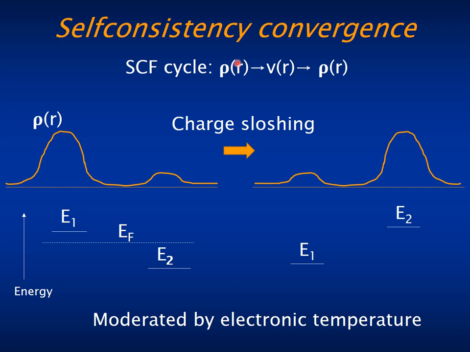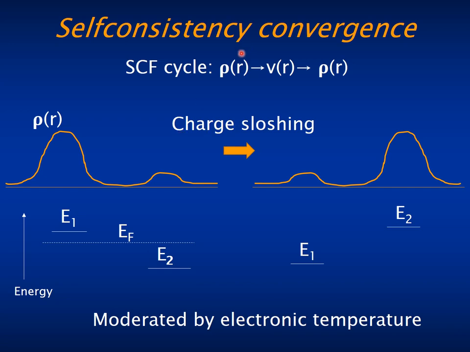In practice, what happens is that this simple cycle does not converge, so that the density gets wild. So a simple procedure is, in the new iteration, to start not with the new density, but with a mixing of the old density and the new density. And the weight of the new density is referred to as the mixing weight, and typically it has to be only a few percent for the cycle to converge.